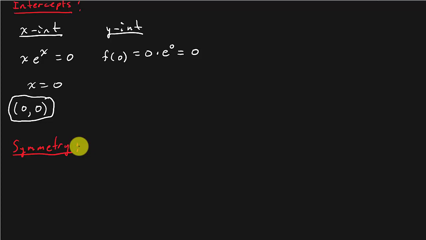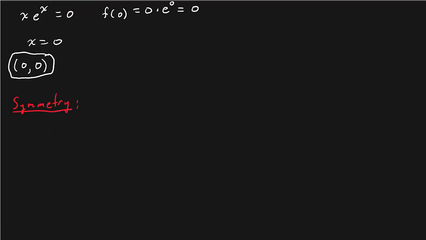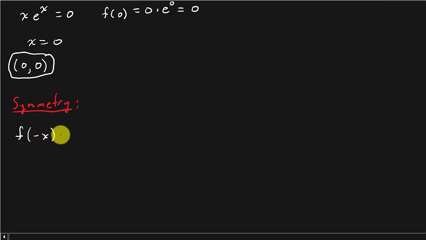But let's test for symmetry. So remember how to test for symmetry. We're going to take the function and we're going to evaluate it at -x. So let me go ahead right here and write the original problem down so we can see it. We'll bring it down as we go so we can see the problem.